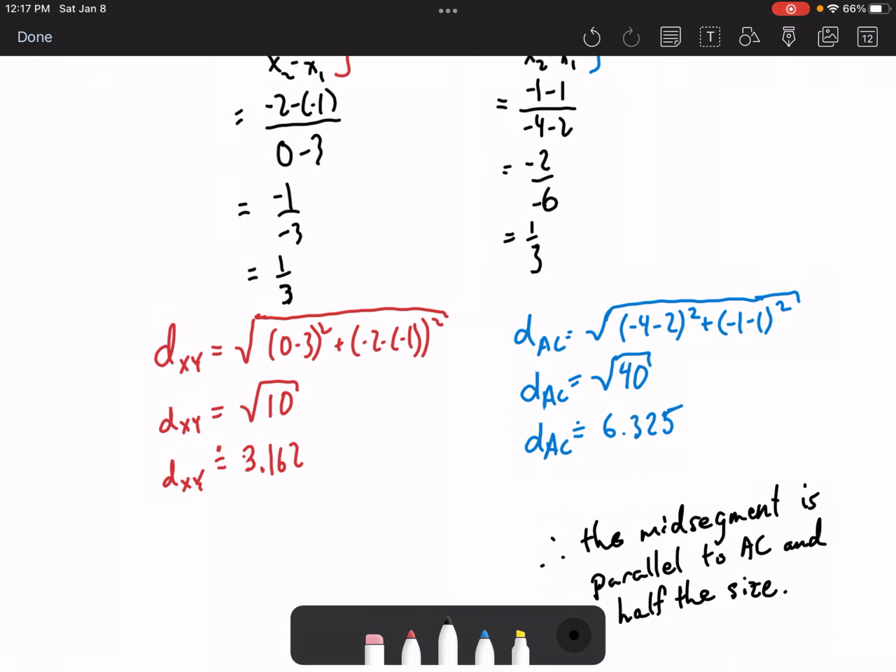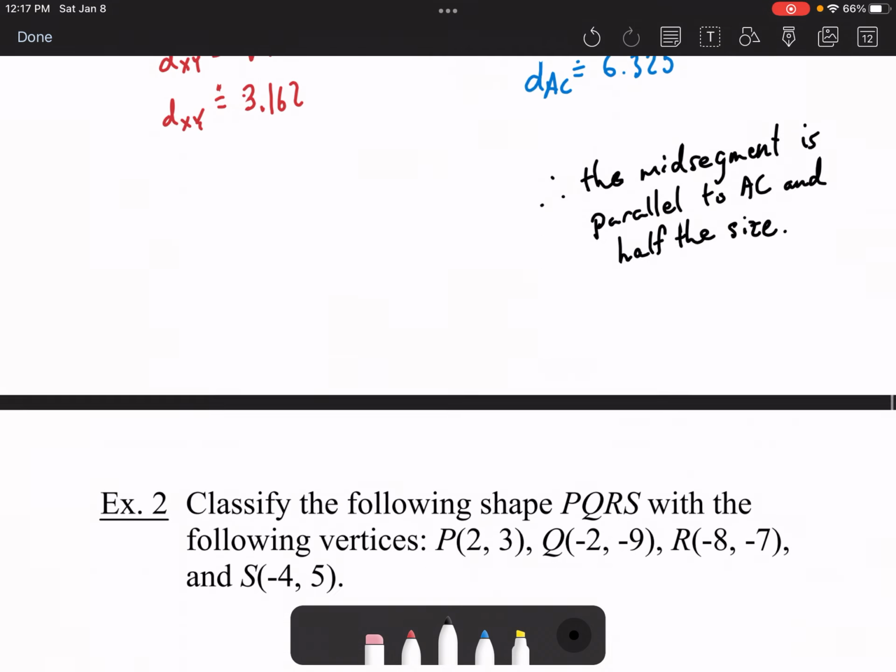Therefore, proving what we wanted, and therefore verifying our property. Okay, let's try another one.